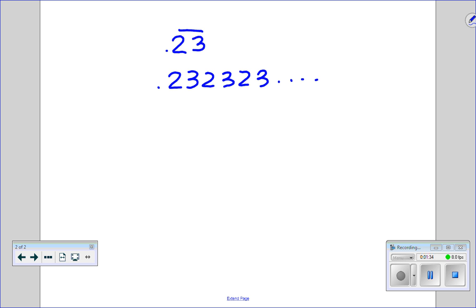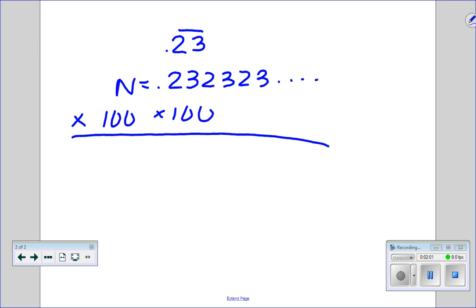Okay. How many digits are repeating? 2. So that tells me what I'm going to multiply by, Aiden? 100. But first, I'm going to give this a variable. I'm going to use n just because that's always what your book uses. You can use whatever variable you want. It does not matter to me. Okay, you're following along with me, please. So I'm going to multiply both sides by 100 because two digits are repeating. 100n equals, how many spaces am I going to move my decimal over?